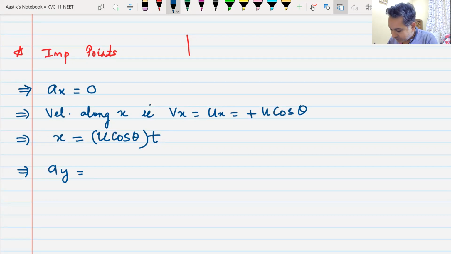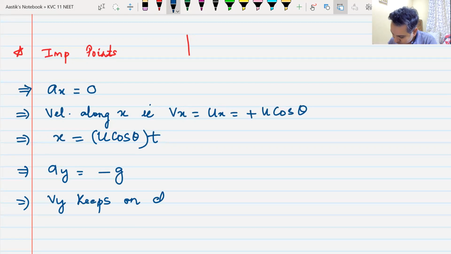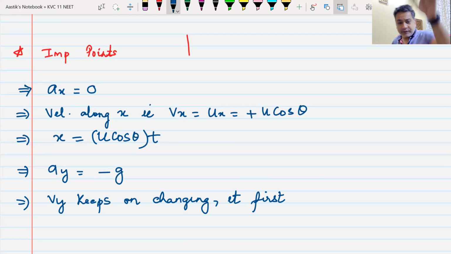Acceleration along y is always equal to minus g. Velocity along y keeps on changing. I'm throwing the projectile up. What happens to the vertical velocity? We call it vertical velocity. Does it remain same? Does it increase? Does it decrease? Or first it increases and then it decreases?